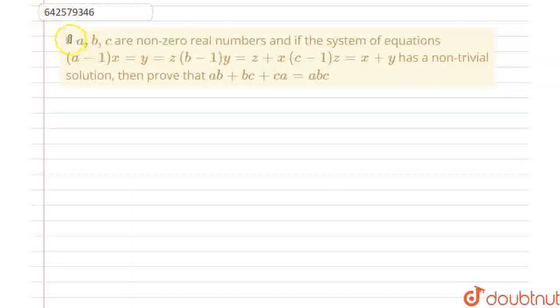So the question says that if a, b, c are non-zero real numbers and if the system of equations (a minus 1) x equals y plus z, (b minus 1) y equals z plus x, and (c minus 1) z equals x plus y. So we have been given three equations and it has non-trivial solutions, so its determinant is equal to 0.